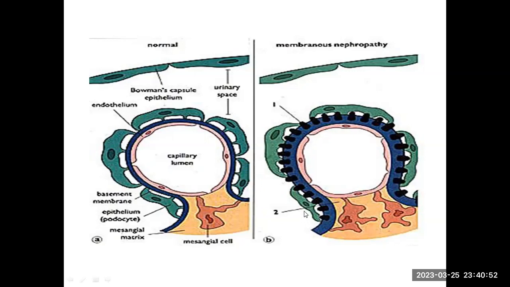So in membranous glomerulonephritis, you have increase in the thickness of the glomerular basement membrane. You have subepithelial deposits, as you can see. They are under the podocytes, under the epithelial layer here. The epithelial layer means the podocytes. Subepithelial immunological deposits, which give a characteristic spike and dome pattern or appearance.